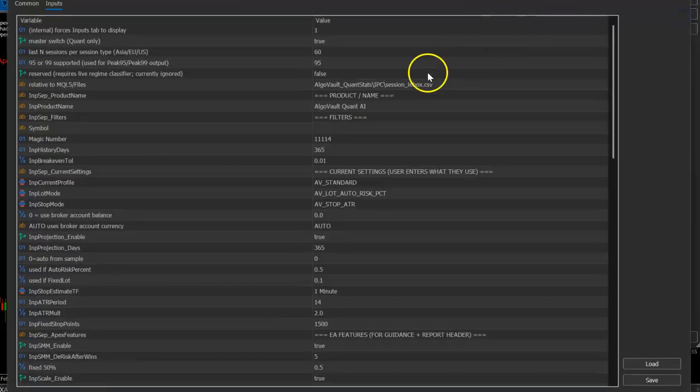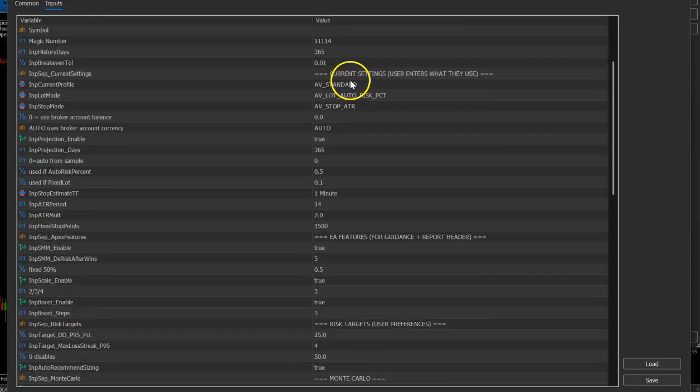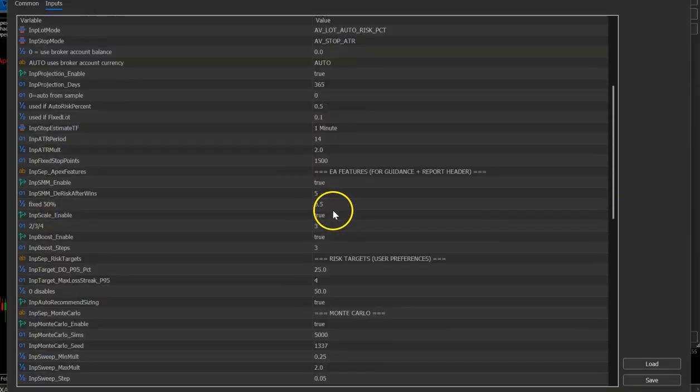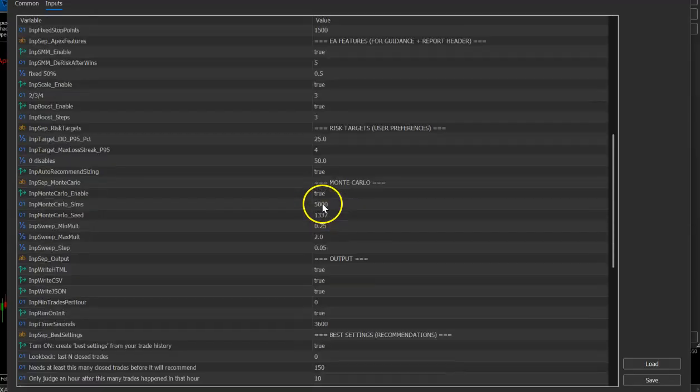So we'll just put in the magic numbers, already in. Current settings. This is just putting the current settings you've got using the EA. Doesn't really matter because we don't really need that. EA features. This is what's going to recommend the smart money management and the Apex Scale and Boost. Risk targets. This is where you target certain drawdowns. Monte Carlo, that is the Monte Carlo simulation.